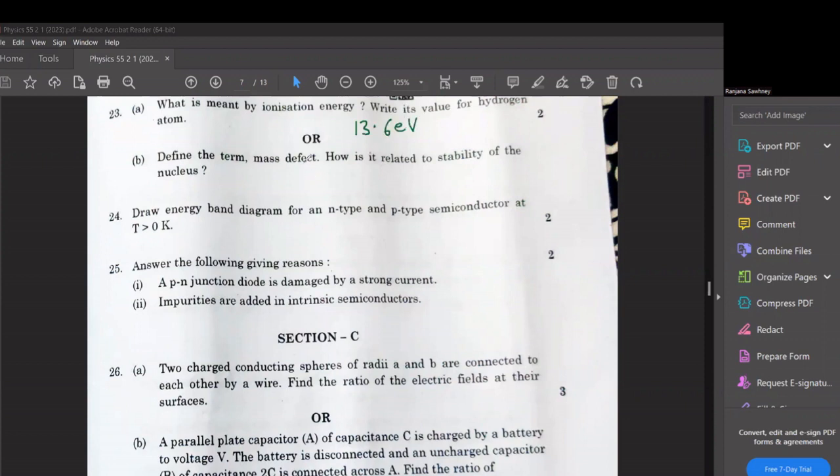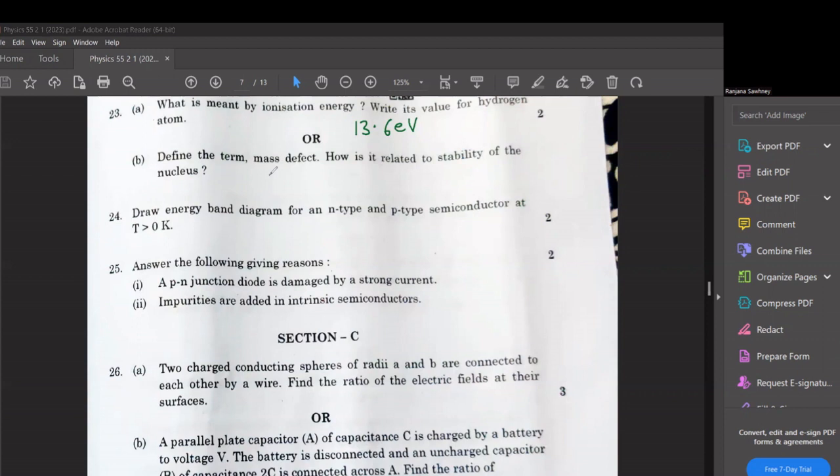Next question is mass defect. Mass defect is the difference in the mass of the nucleons and the rest mass of the nucleus. Whatever is inside the nucleus, we call it nucleons. We know that protons and neutrons are inside the nucleus. So mass of nucleons is mass of protons plus the mass of neutrons. There is a difference between the rest mass of the nucleus and the mass of nucleons. This difference we call the mass defect.